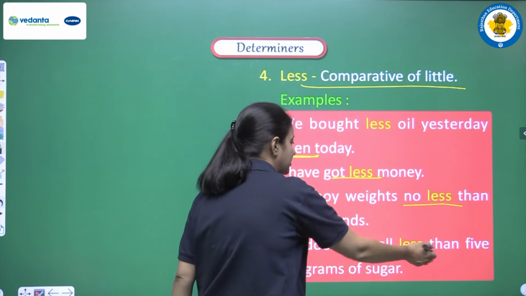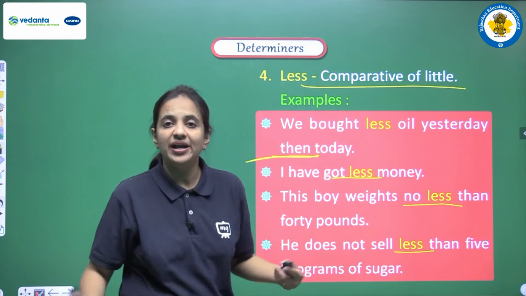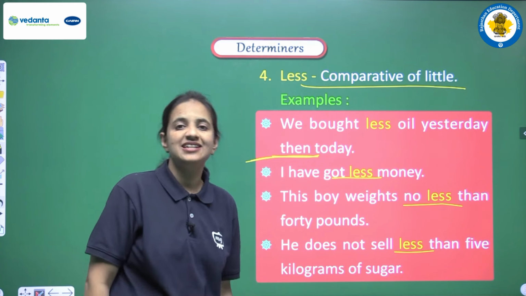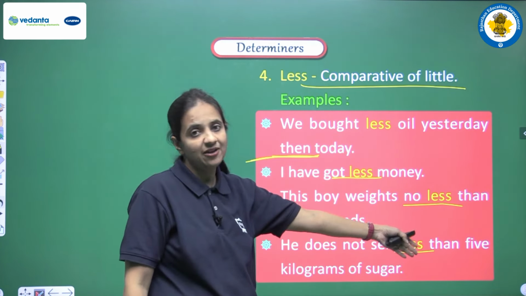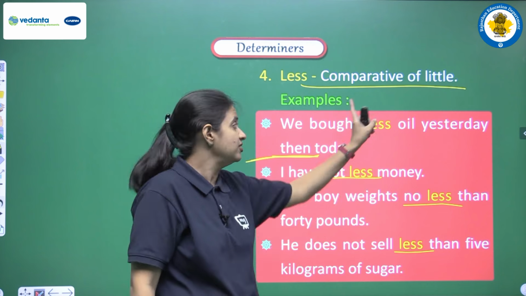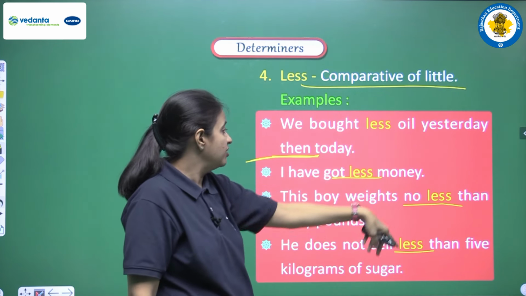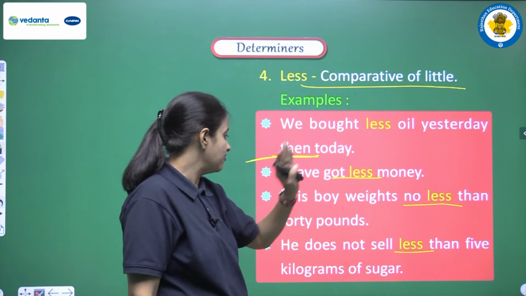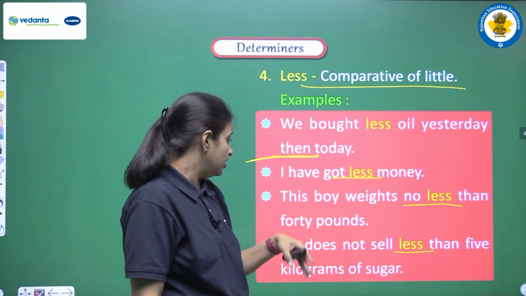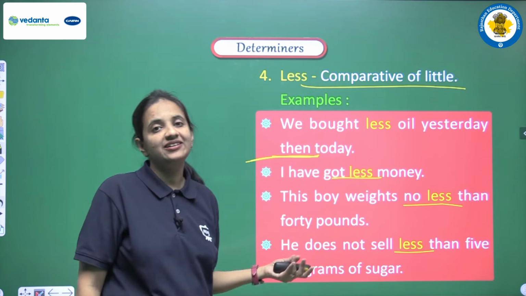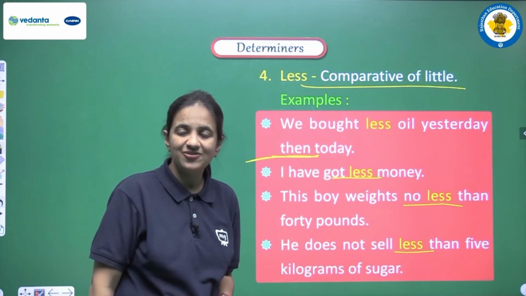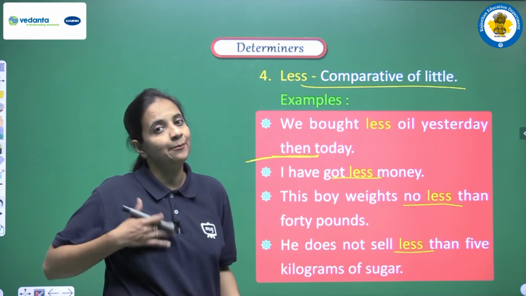So yes, we are making a sentence using the comparative form of little, that is less. And all these nouns that we are having, they all are uncountable nouns, because we are having oil, we are having money, we are having pounds, we are having kilograms. So all these are uncountable nouns, and this is the reason we are using less to show the comparison.